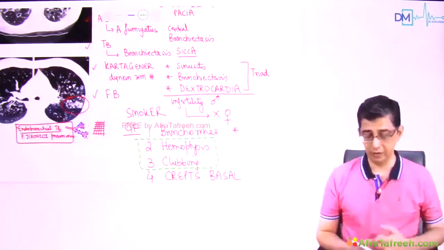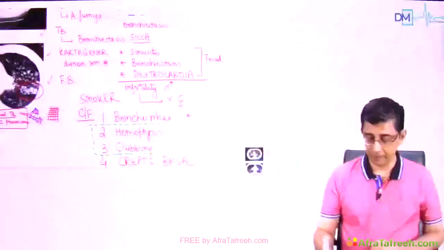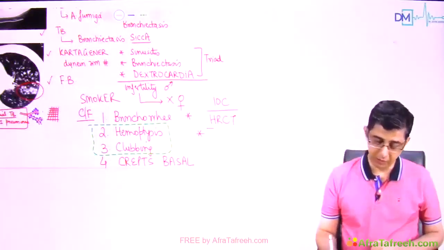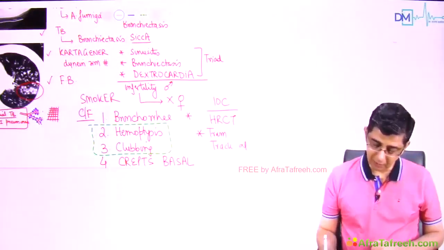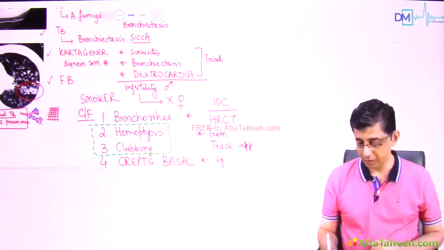This is a large airway disease which can be picked up by a high resolution CT scan, and then cause-specific treatment can be done for evaluation of the patient. Two classical features on HRCT for this patient would be tram track appearance, and the second classical feature would be that of a signet ring appearance.